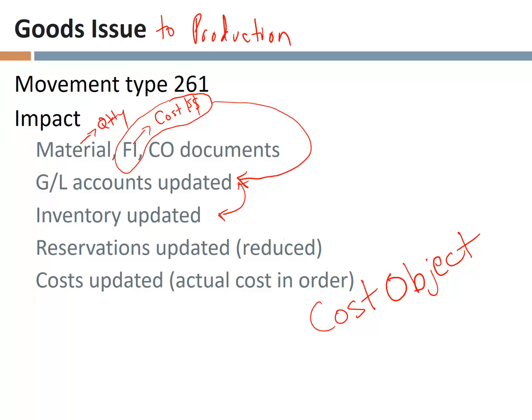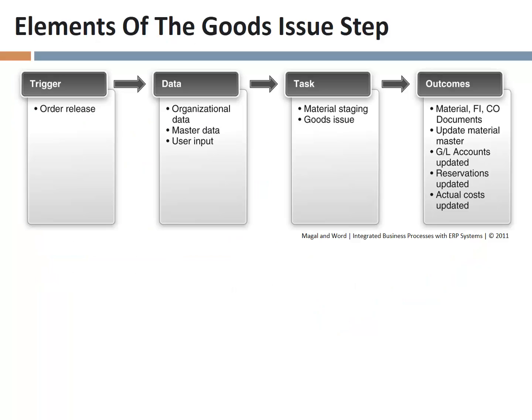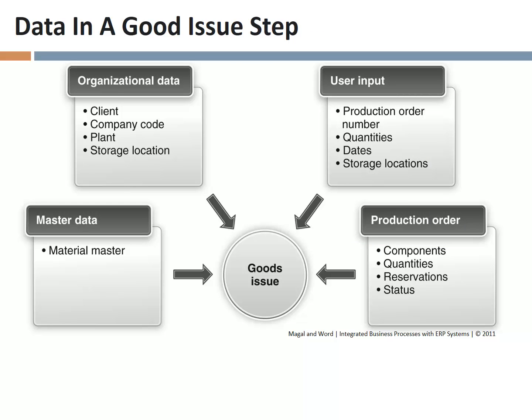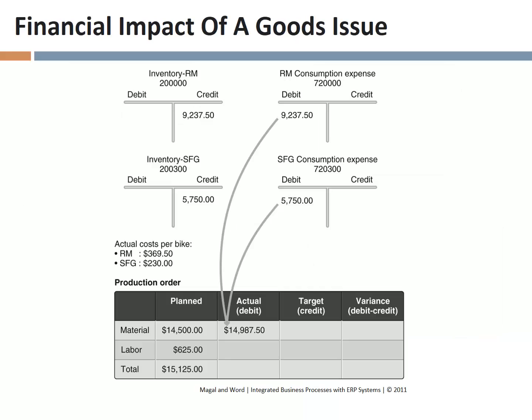This slide right here, I'm just going to skip over because it just summarizes exactly what I just had on the last slide, which is what happens here when we actually do the goods issue. So same thing here, date in the goods issue. So let's jump to this slide right here, which is, okay, here's our first financial accounting posting in the production process, which is the financial impact of goods issue.